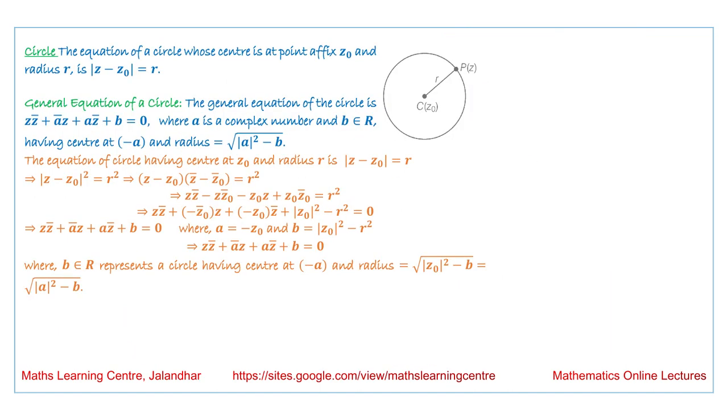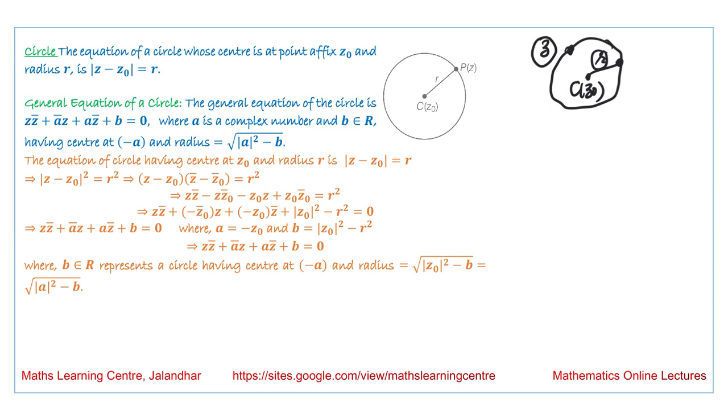Next is the equation of a circle. We have a fixed point first, and then a fixed radius, and we are talking about the locus of all the points at a distance r units from this given point C. So if any point z lies over here, and the center of this circle is, suppose, the point z naught.